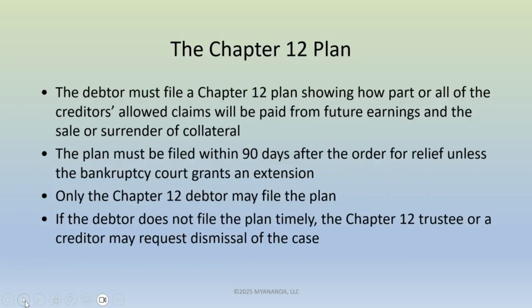So the Chapter 12 plan must show how part or all of the creditors' allowed claims are going to be paid from future earnings or the sale or surrender of collateral. It needs to be filed within 90 days after the order for relief unless the bankruptcy court grants an extension, and only the Chapter 12 debtor may file the plan. If the debtor doesn't file the plan timely, the trustee or a creditor may move and ask the court to dismiss the case.